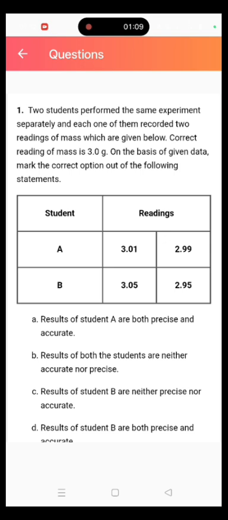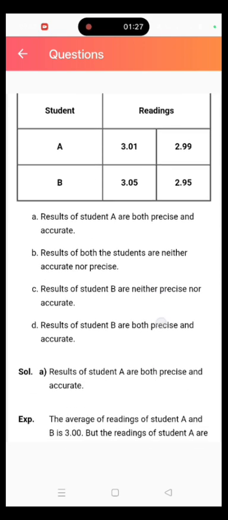3 gram is the actual mass, the correct reading of mass. So student A got the values, both the values near to that correct one. So that is the answer. Both are precise. Option A, results of student A are both precise and accurate.